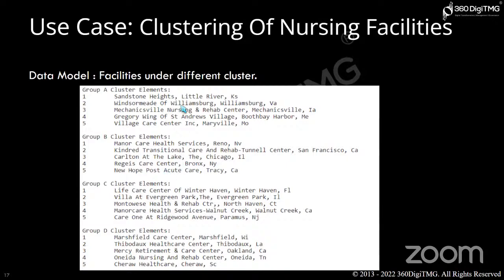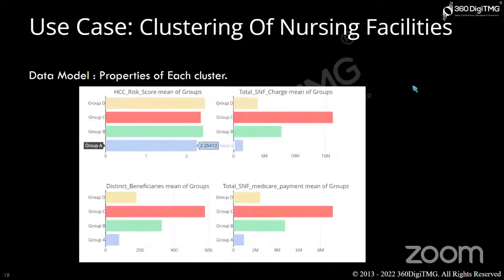In cluster A, you can see we have Sandstone Heights, the Mechanic Will Nursing and Rehab Center, Gregory Wing of St. Andrews Village, Village Care Center, Windsor Mead of Williamsburg. We have clustered the various nursing facilities into 4 groups, and based on the properties we have also looked at the properties of the groups. We'll be seeing this based on HCC, total SNF charge, distinct beneficiaries, and total SNF Medicare payment.